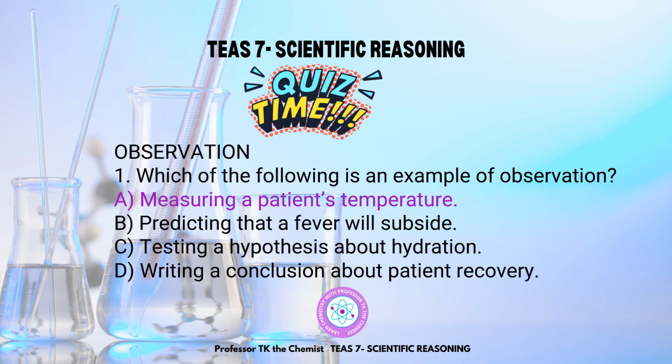The correct answer is A, measuring a patient's temperature. The reason is because observation involves gathering data. Now the reason why B is incorrect is because predicting is hypothesis making. Letter C is incorrect because testing is experimentation, and letter D is incorrect because writing a conclusion is the final step.